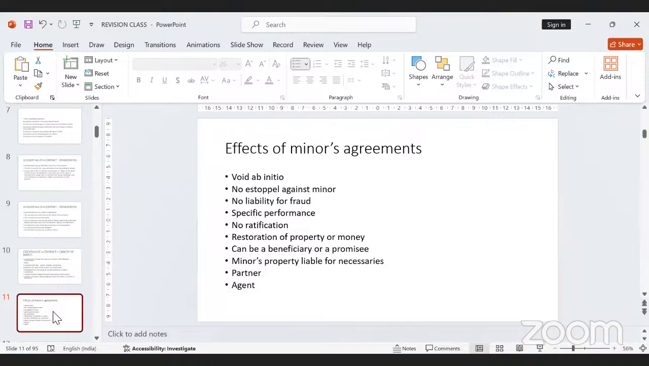Right. Now, this is important. What is the effect? See, you've seen who is a minor. A minor is a person who has not yet completed 18 years of age. Now, what happens if you enter into an agreement with a minor? All agreements with a minor are void ab initio. That means from the beginning they are void, null and void. There is no legal validity for any kind of an agreement with a minor.